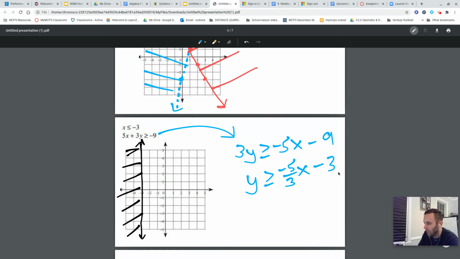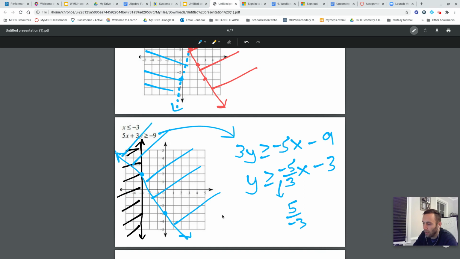So now to graph this one, I go to negative 3, which is 1, 2, 3, down right over here. And then the slope is negative 5 over 3. I can't really go down 5, so I'm going to think of this as 5 over negative 3, which means I go up 5: 1, 2, 3, 4, 5. And then to the left 3: 1, 2, 3. Okay, and this is a solid line because it's greater than or equal to, which means that it's above the line.